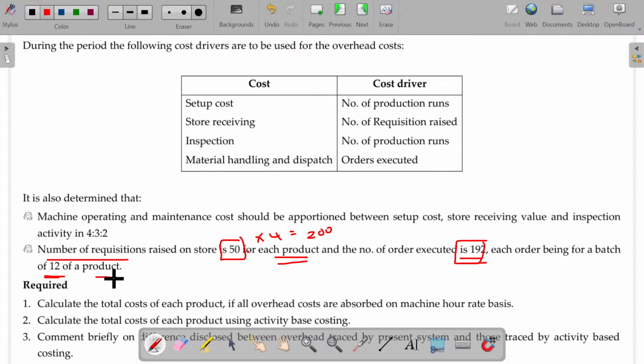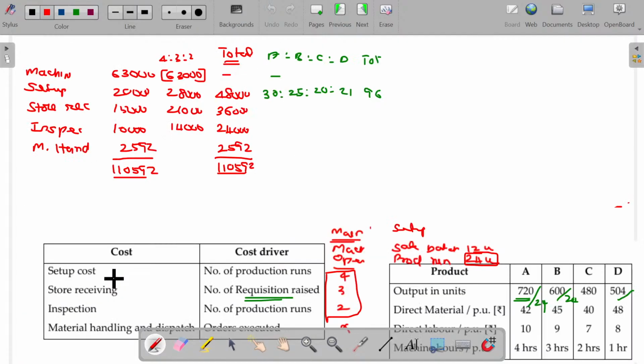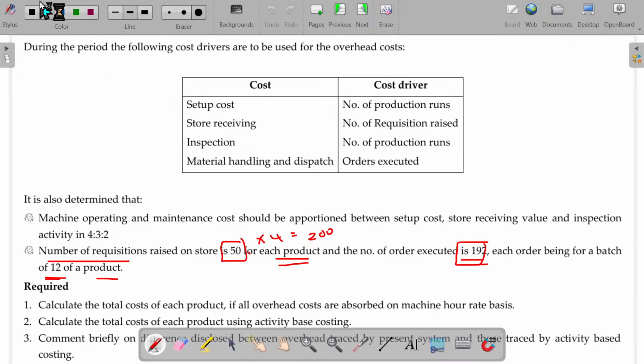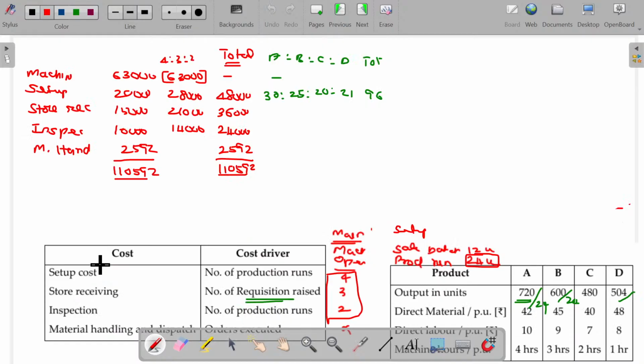192. Now, stores receiving: 200, based on the number of requisitions raised. How many? 200 in total.